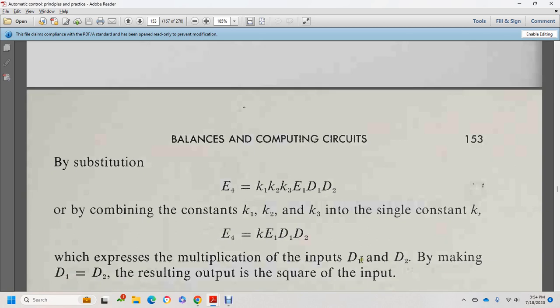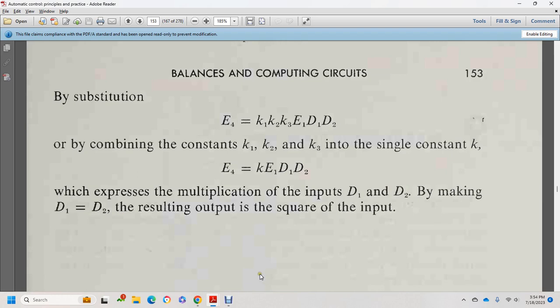Thus for the multiplication input of the distance 1 and distance 2, by making distance 1 equal to distance 2, the resulting output is the square of the input.